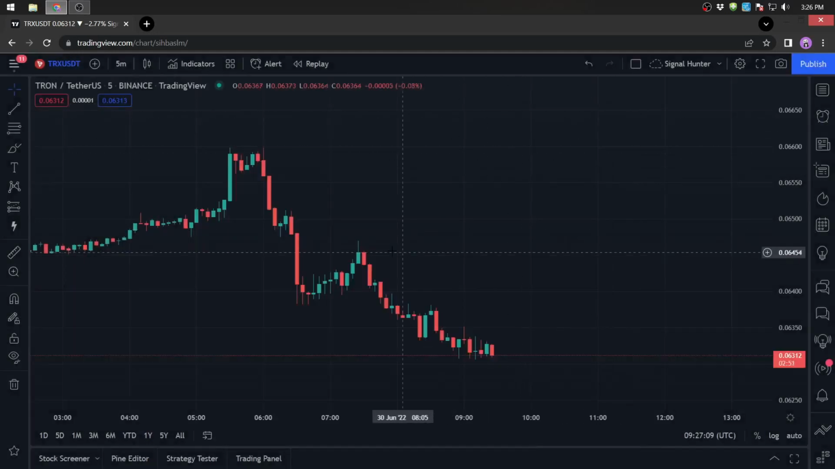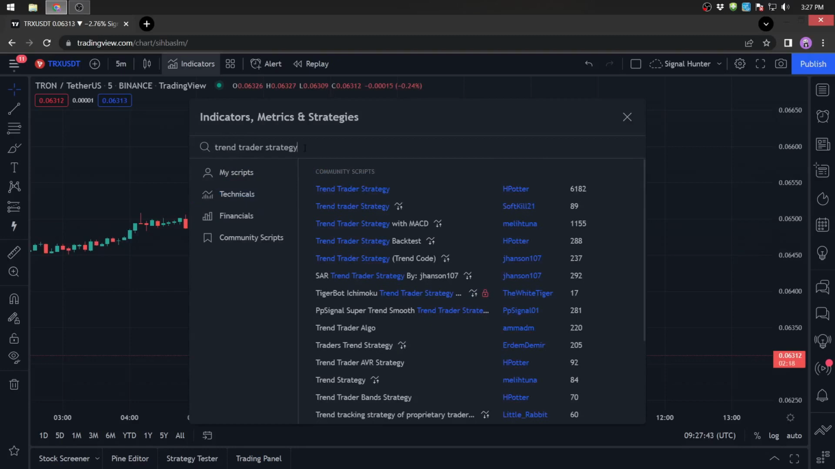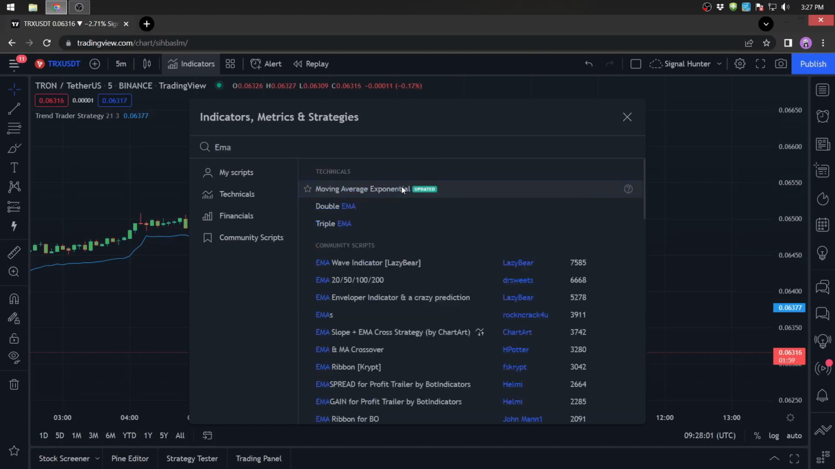So now I have to add 3 indicators. The first indicator name is Trend Trader Strategy. So I simply go to indicators and write here Trend Trader Strategy. Once I write it, you can see one indicator, Trend Trader Strategy by HPotter. So I simply click to add it on my chart. The second indicator is the moving average EMA. So I simply write here EMA, and you can see the moving average exponential indicator. I simply click to add it on my chart as well.